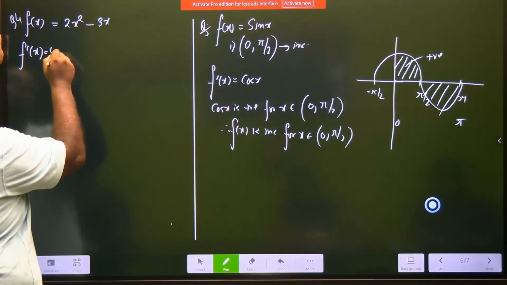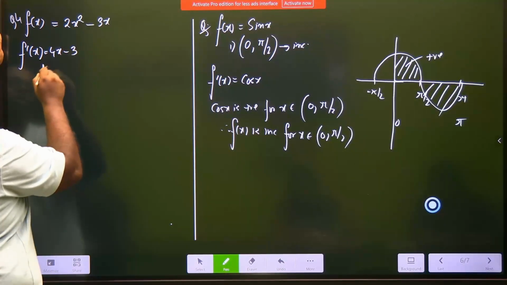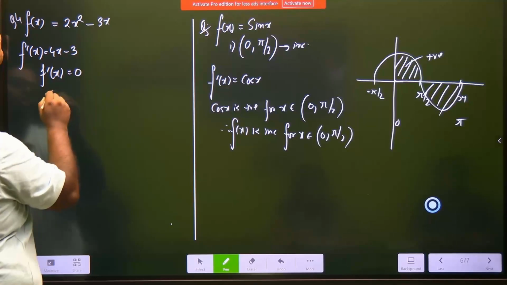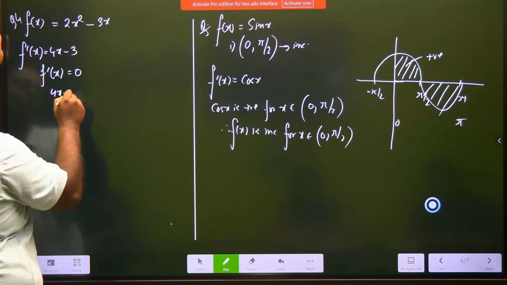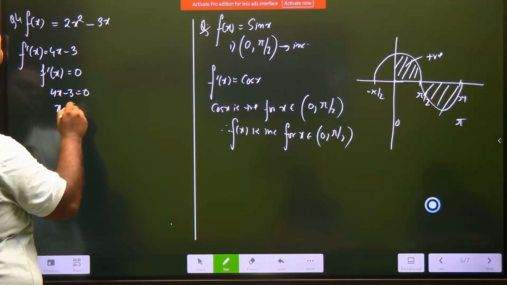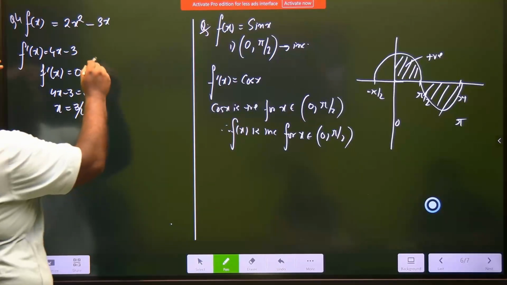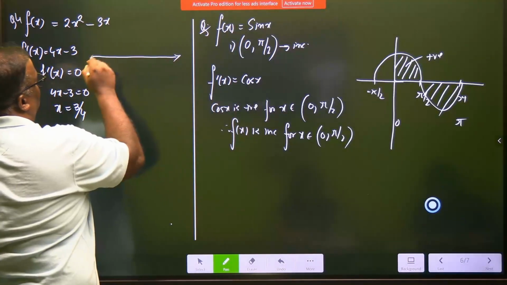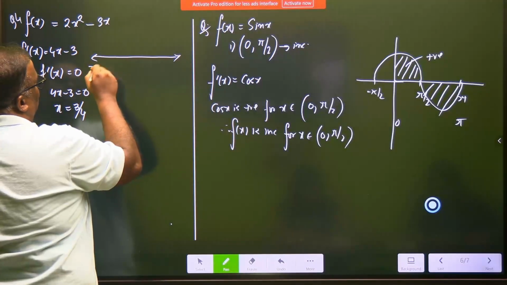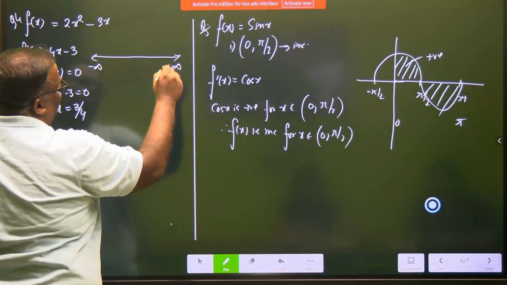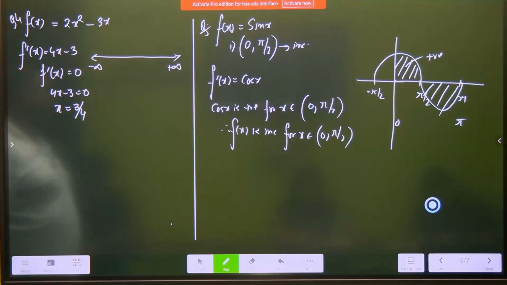4x minus 3, so f dash x equal to 0. You get 4x minus 3 is equal to 0, or x is equal to 3 by 4, which is 0.75. This is the real valued function, so you will have negative infinity, positive infinity. You should write this also: f(x) is a real valued function.